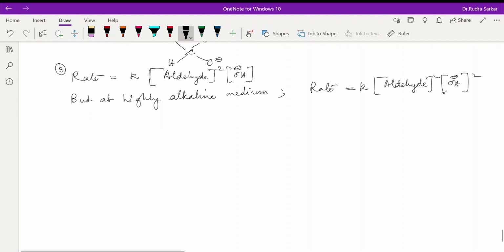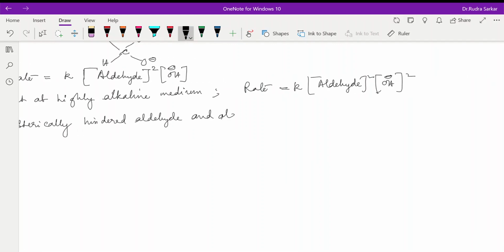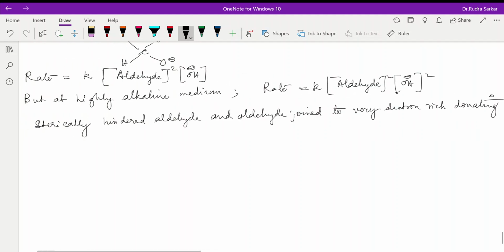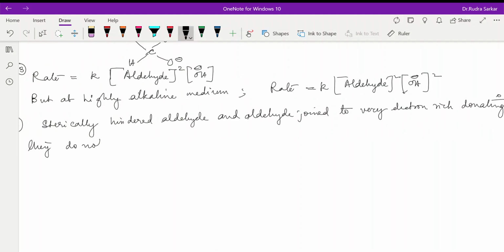Now sterically hindered aldehydes and aldehydes joined to very electron rich donating groups, they do not undergo Cannizzaro reaction.